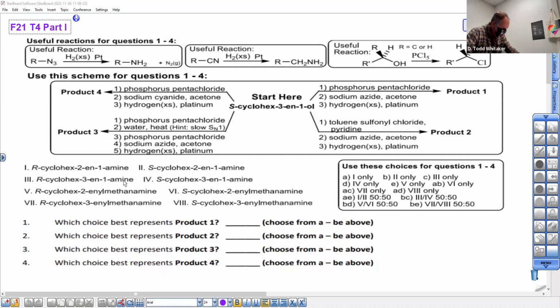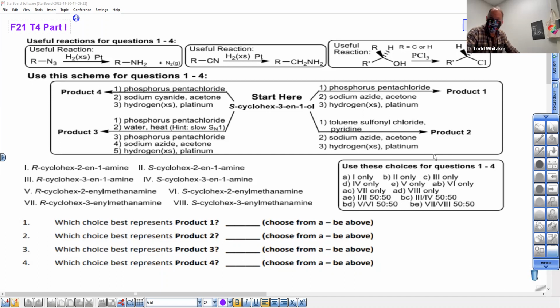Got a bunch of products listed here. We're supposed to choose those for these here. Okay, A through E. Oh, there's our choice. Sorry. Yeah, there are the choices. Got it? Good to go.